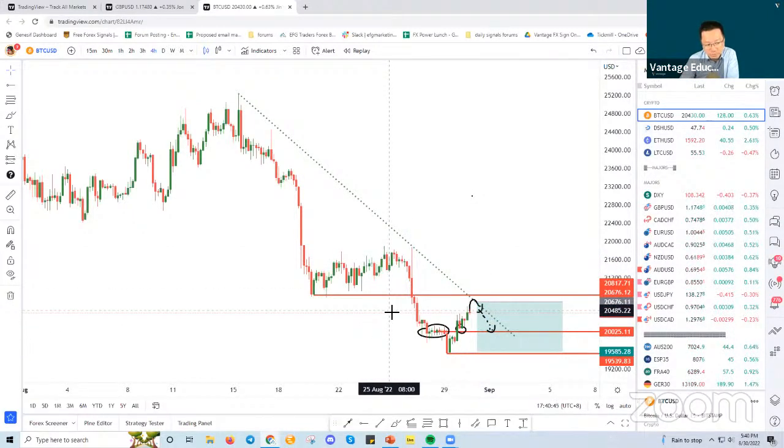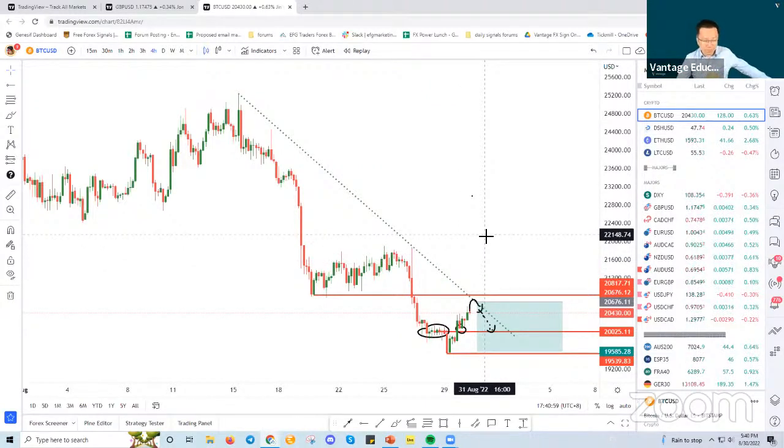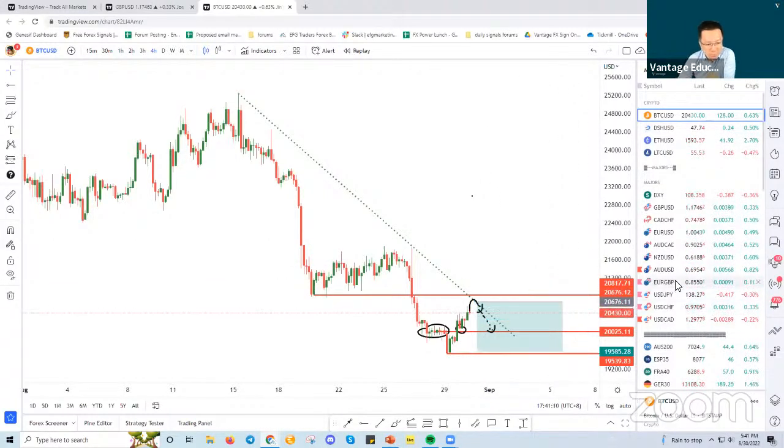If it bounces back up, at least you've closed off half the trade on a full profit at that 20,000 level. Okay, so I hope I answered your question there, Razak, in terms of Bitcoin, and also just giving you guys another example on when to consider moving your stop loss towards break even, and also a partial profit level. Just one more example. I'll give you one or two more examples here.